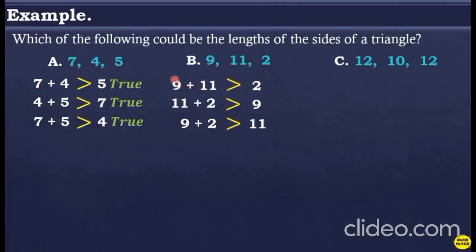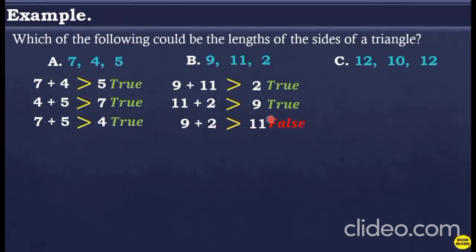So, i-add natin to 9 plus 11, this is 20, which is greater than 2, that is true. 11 plus 2 is 13, which is greater than 9, and this is true. 9 plus 2 is 11, which is greater than 11, is this true? No, this is false, because 11 is equal to 11.